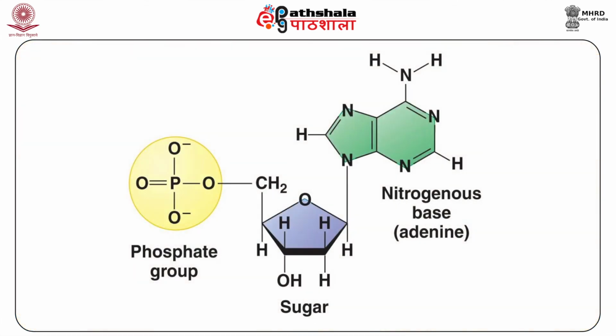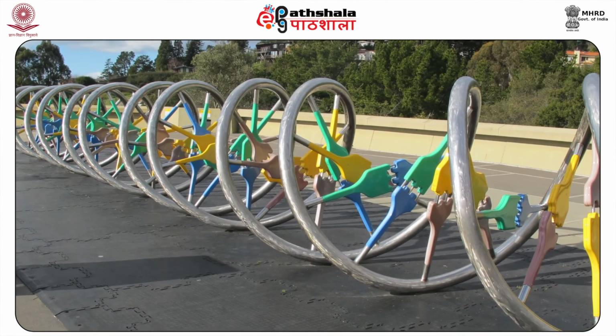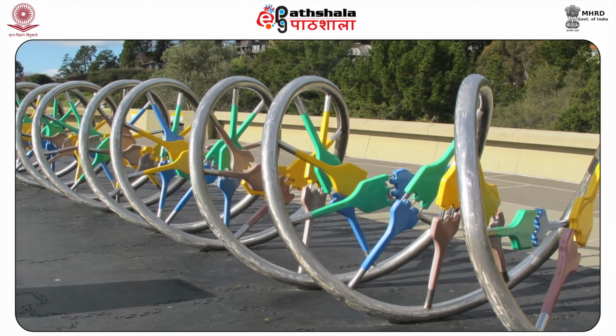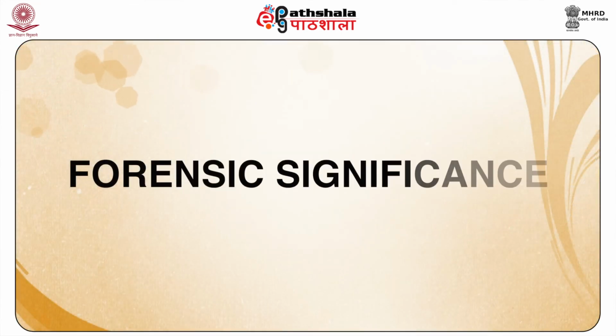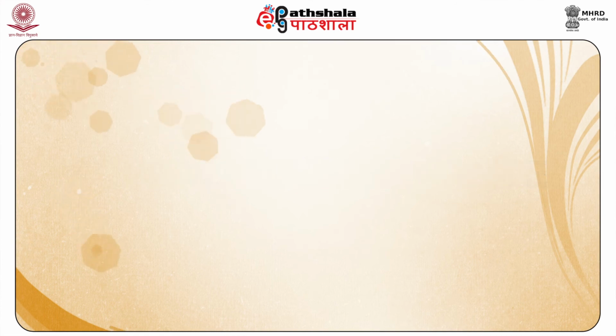The schematic diagram has been shown here, which shows the pairing of all the 4 nitrogenous bases with the formation of 2 and 3 hydrogen bonds. The two chains of the DNA molecule are coiled in a right-handed manner. The pitch of the helix is 3.4 nanometers and each turn of the helix contains 10 base pairs. Here in the figure, we can see that the plane of one base pair stacks over the other in the double helical structure of DNA. Now, we will study the forensic significance.